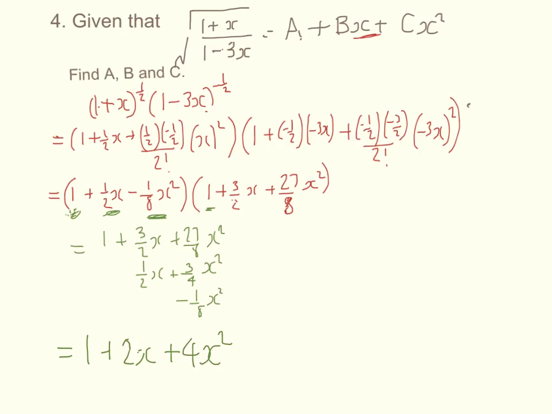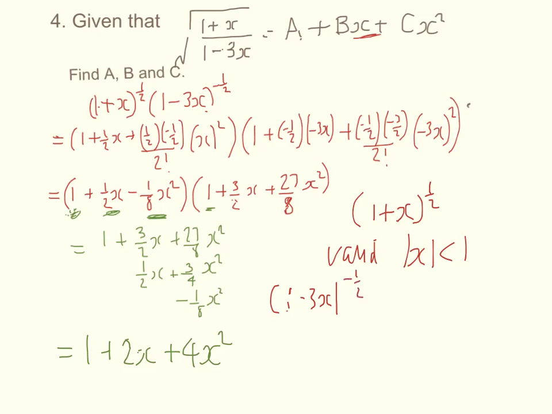Now we're also asked, it doesn't actually say, but I'm going to do it anyway, what the validity is. So if we think about the first expansion, so the 1 plus x to the half, that is valid where the modulus of x is less than 1. And the second one, 1 minus 3x to the minus a half, is valid where the modulus of minus 3x is less than 1, so the modulus of x is less than a third.